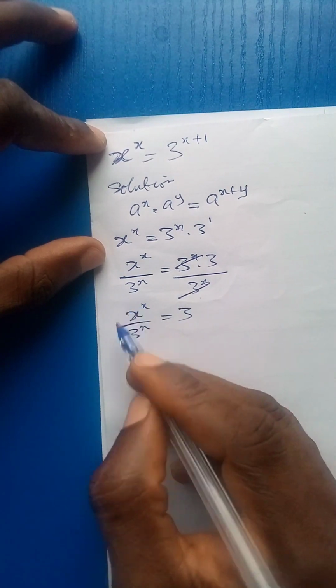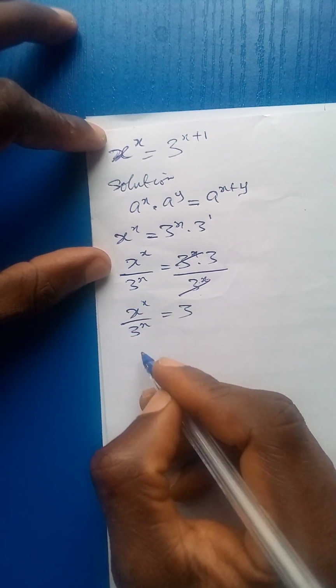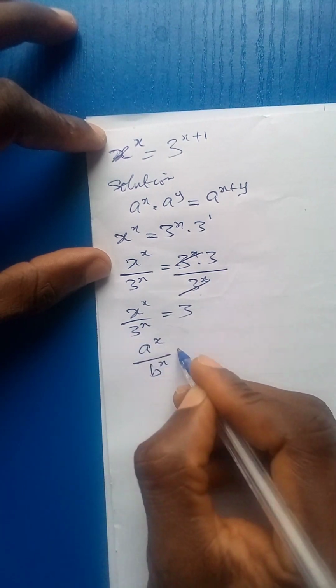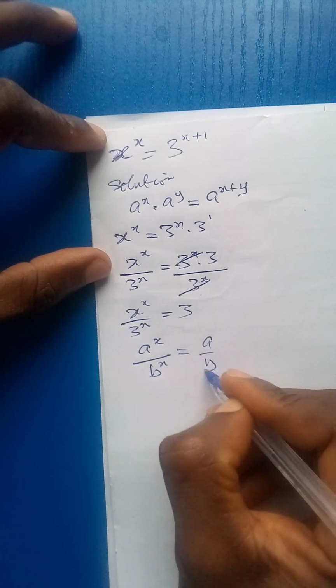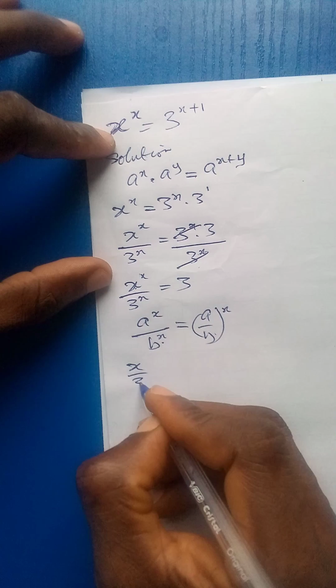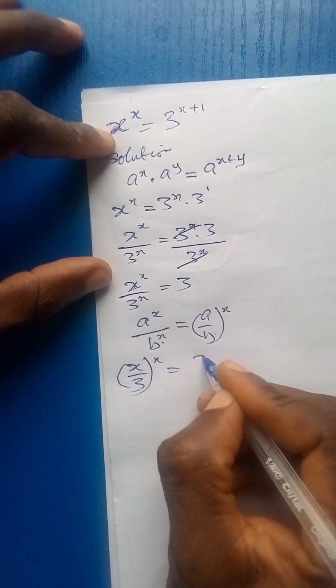I will also apply another law in indices. That law is this. If I have a raised to power x divided by b raised to power x, it can be written as a over b all raised to power x. So it becomes x over 3 all raised to power x is equal to 3.